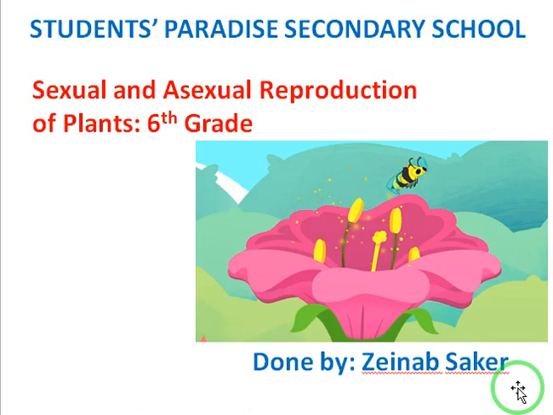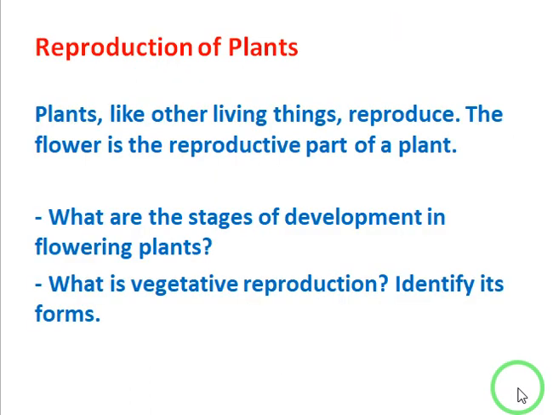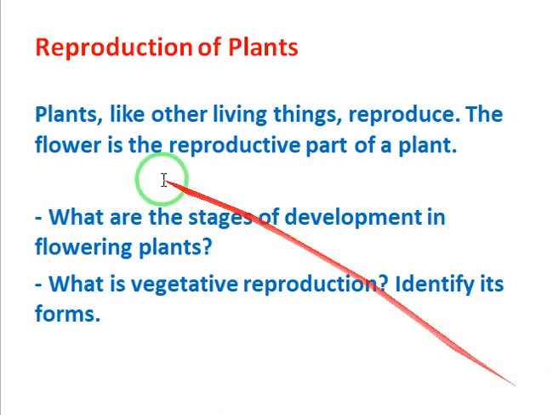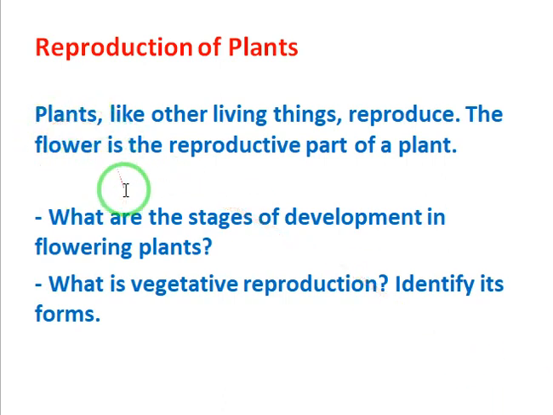Today's session is about the sexual and asexual reproduction of plants. As we know before, plants, like other living things, have to reproduce. The reproductive part of a plant is the flower. So, what are the stages of development in flowering plants? What is the difference between sexual and asexual reproduction of plants? And what is vegetative reproduction, by identifying its forms?